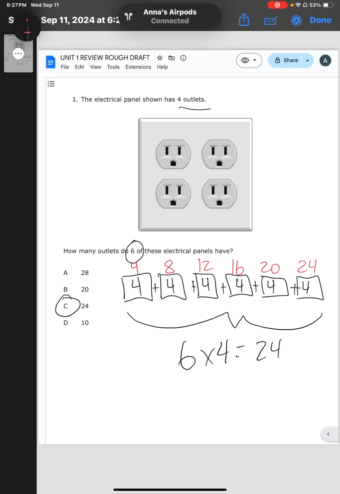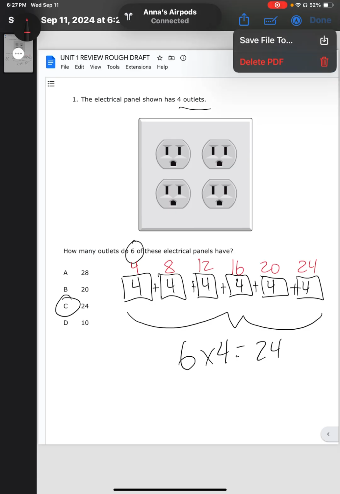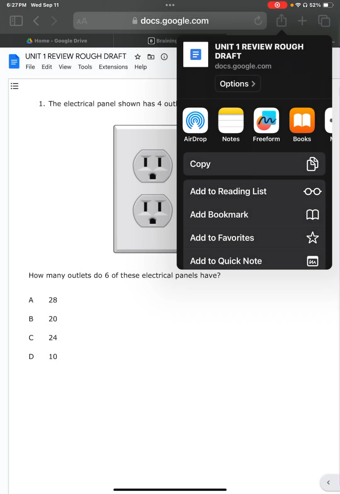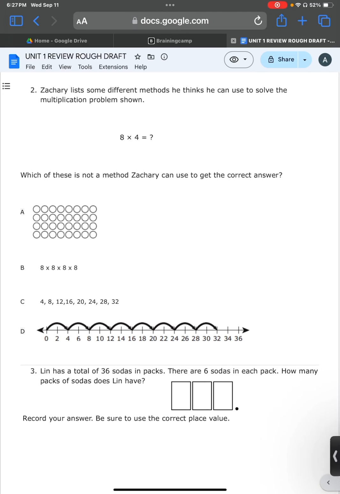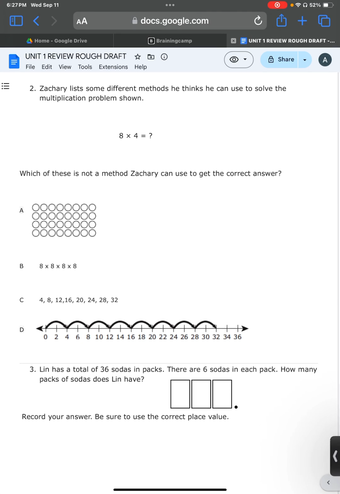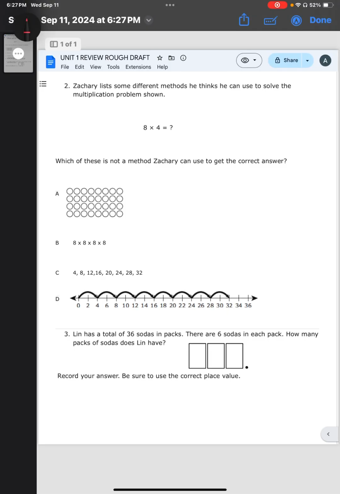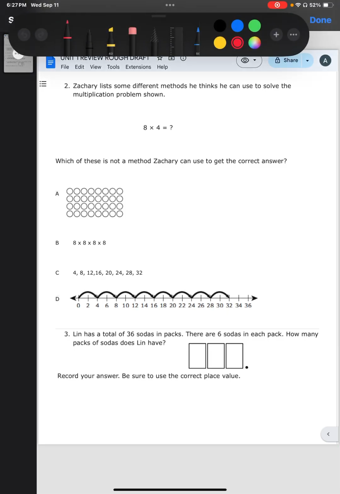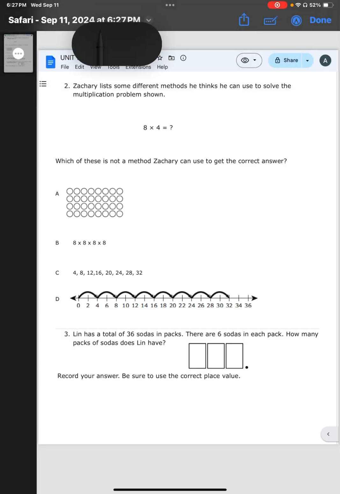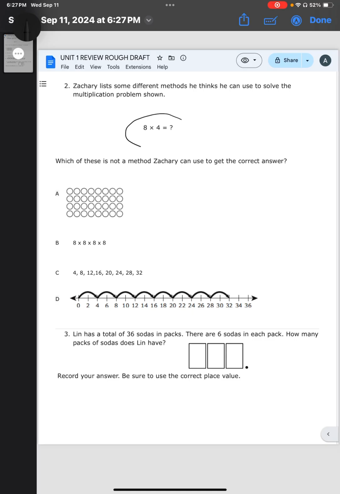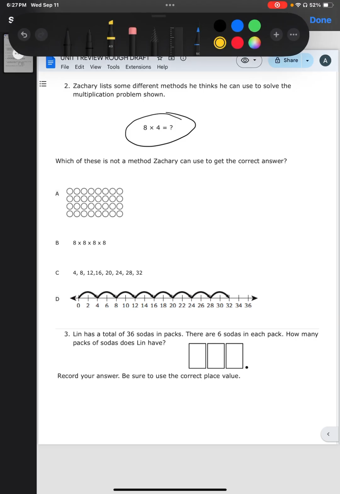Okay, moving on to the next problem. Problem 2 says, Zachary lists some different methods he thinks he can use to solve the multiplication problem shown. This is the problem they're referring to, 8 times 4. Which of these is not a method Zachary can use to get the correct answer?